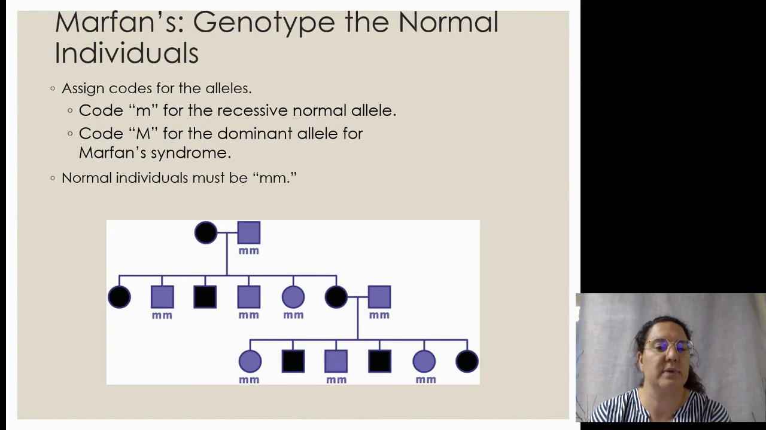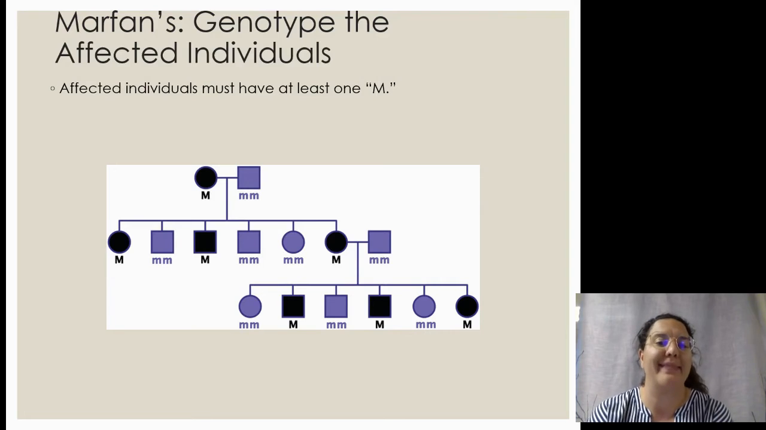What we can do to determine the genotype is then assign the code M for the dominant allele and lowercase m for the recessive allele, and everybody who is unaffected has the 2 lowercase m's. Then anybody who is affected, we give them at least one dominant M trait. So all of those affected individuals have at least one dominant trait.